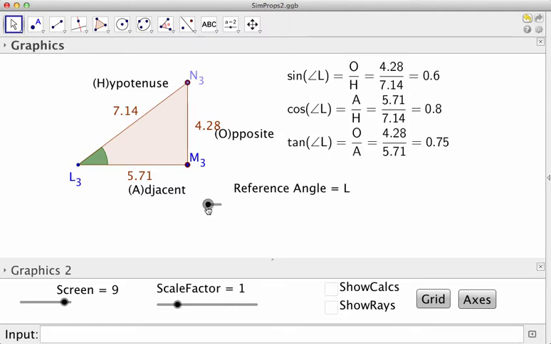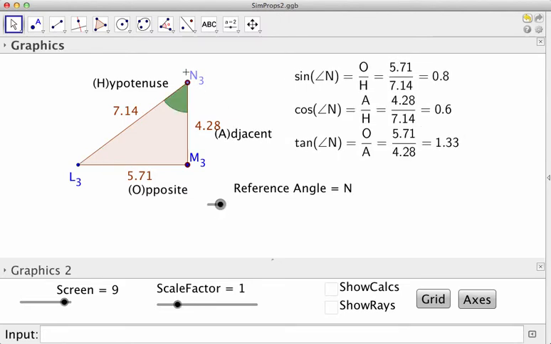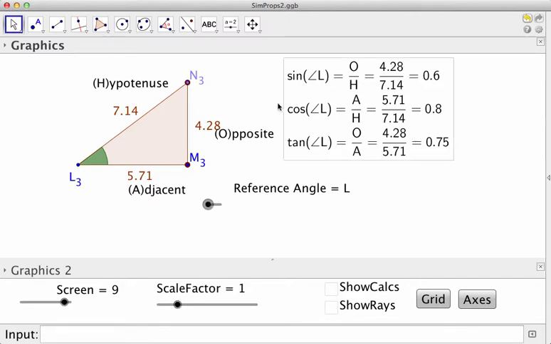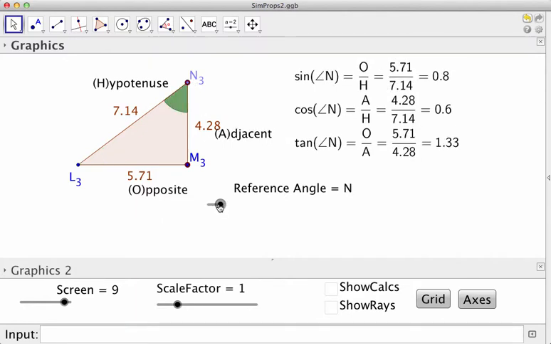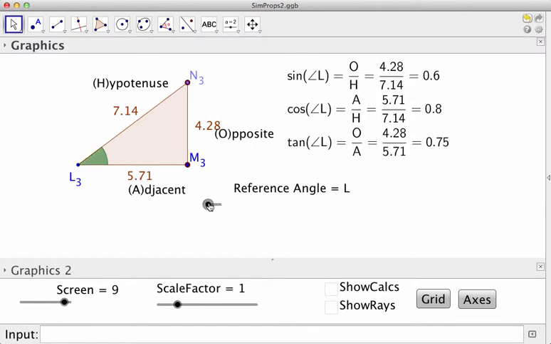The same holds true when we're talking not about angle L, but about angle N up here. But now, this side here, the 5.71 side, is the opposite. So now the sine is equal to 5.71 over 7.14. Before, 5.71 over 7.14 was the cosine of this angle here. So the cosine of angle L and the sine of angle N are equivalent. The sine of angle L and the cosine of angle N are equivalent. The tangents, meanwhile, just flip: 5.71 over 4.21, 4.28 over 5.71.